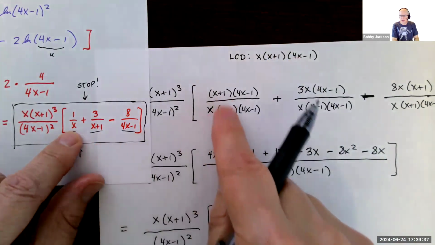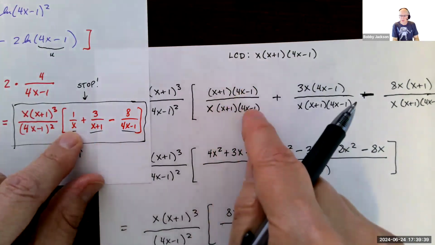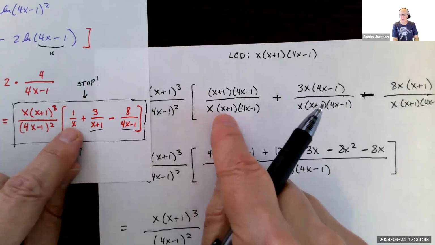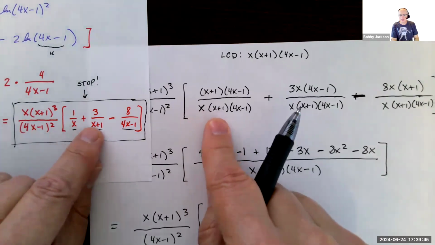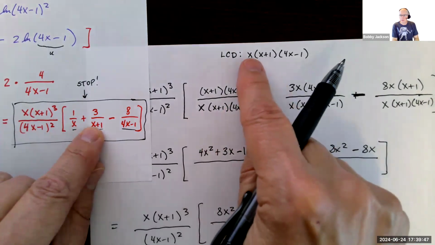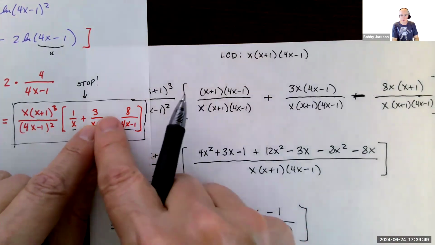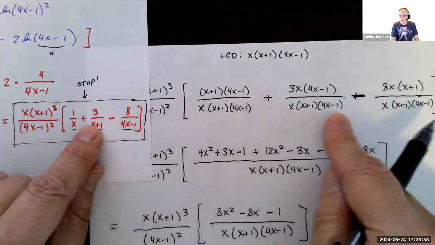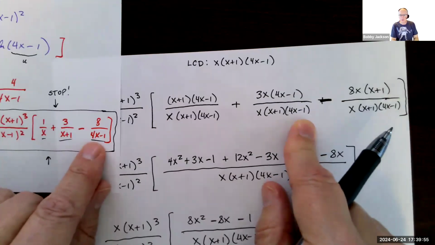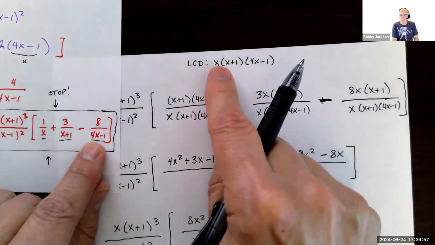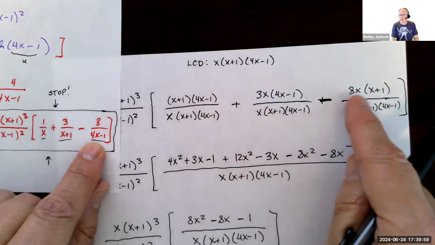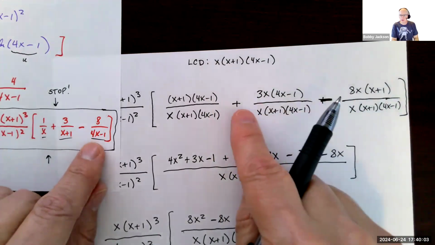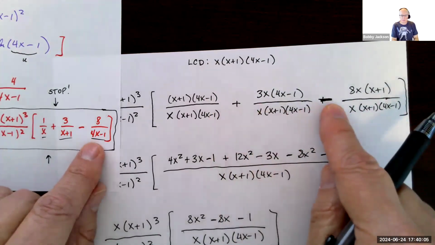And when I do that, I get x plus 1 over x plus 1, 4x minus 1 over 4x minus 1, right? I still have this x down here, so I'm just multiplying to get an equivalent fraction. Here I have x plus 1, so I need to multiply top and bottom by x times 4x minus 1. And I've got a 3 up there, so I've got 3x times 4x minus 1. There's my common denominator. And then here I've got a 4x minus 1. I need to multiply top and bottom by x times x plus 1. So 8x times x plus 1. And that gives me the same denominator. Notice that's plus and that's minus.